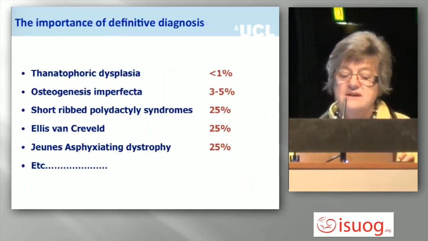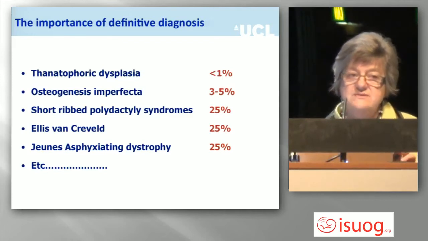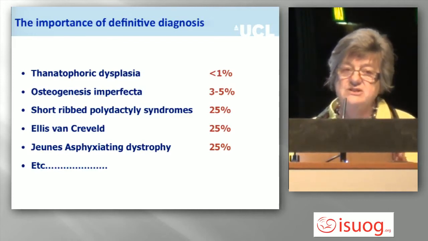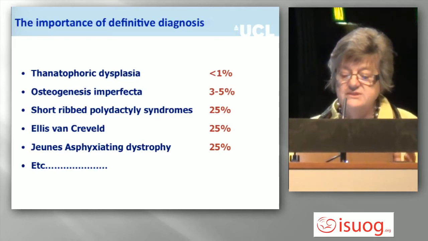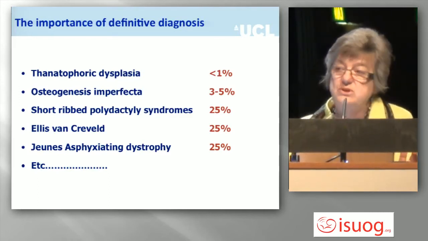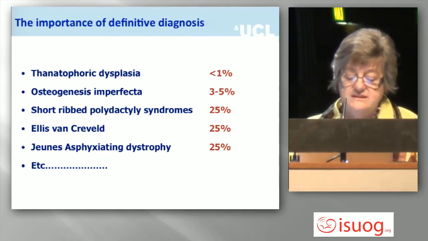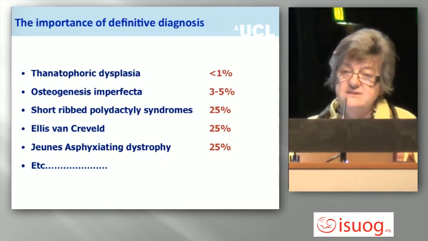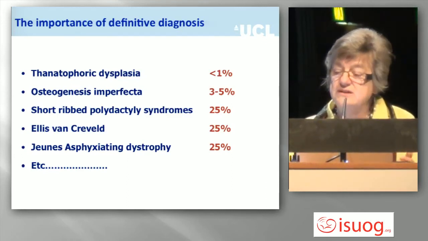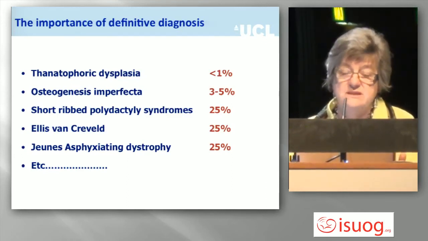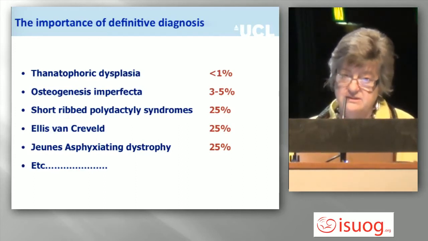Again, I would re-emphasise the need for definitive diagnosis because of the variation in recurrence risks, varying from less than 1% for new dominant mutations in thanatophoric dysplasia to 25% for something like Jeune asphyxiating thoracic dystrophy. And of course, for SEDC, which is a dominant condition, there will be a 50% offspring risk to the person with SEDC.